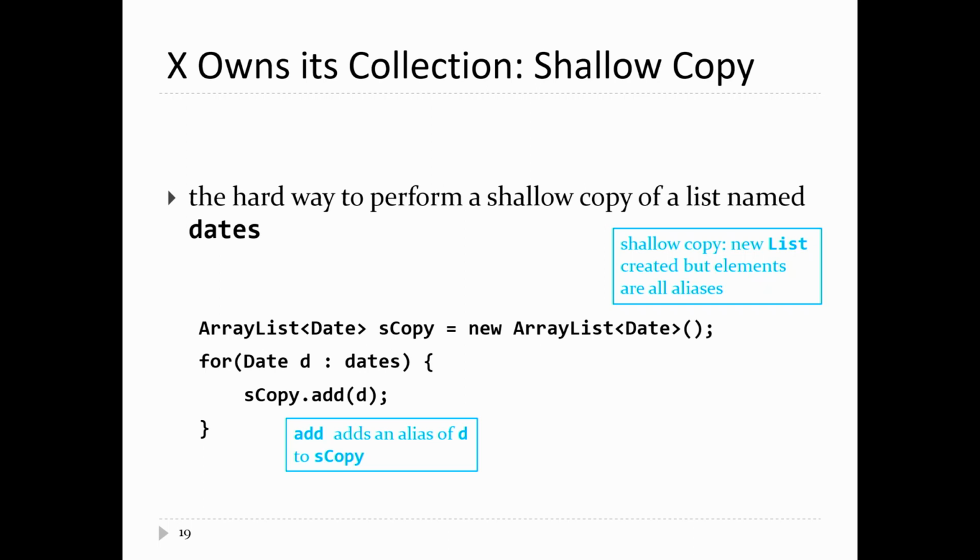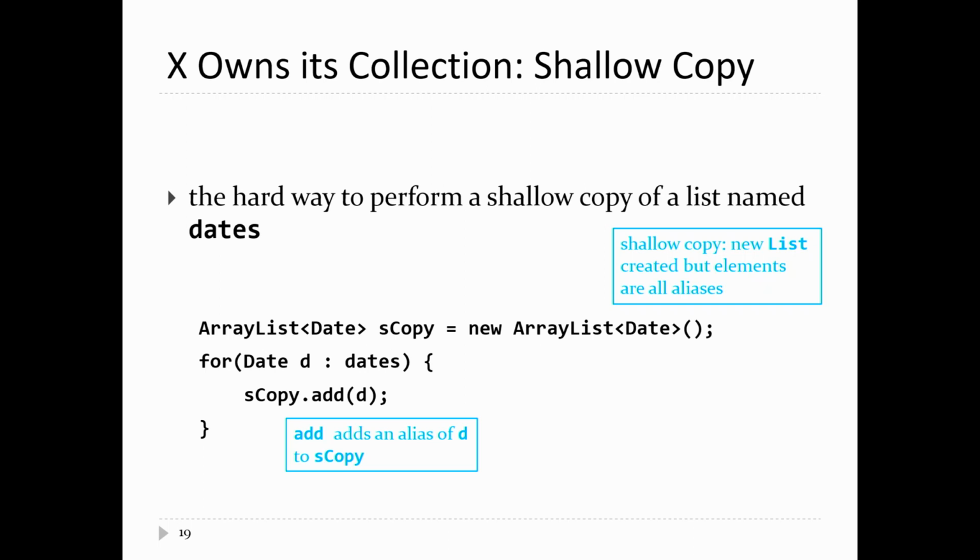So how do you make a shallow copy? Let's make a shallow copy of date objects, for example. This applies to whatever list you're copying. So I have a list of dates called dates, and I want to make a shallow copy. So what does shallow copy mean?